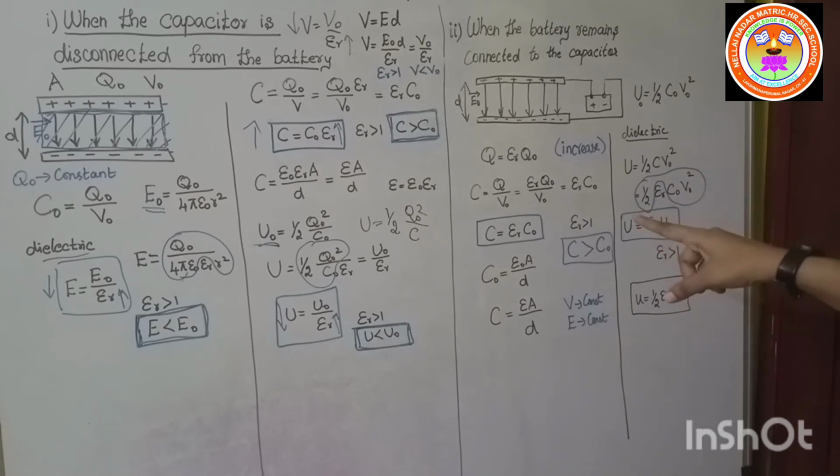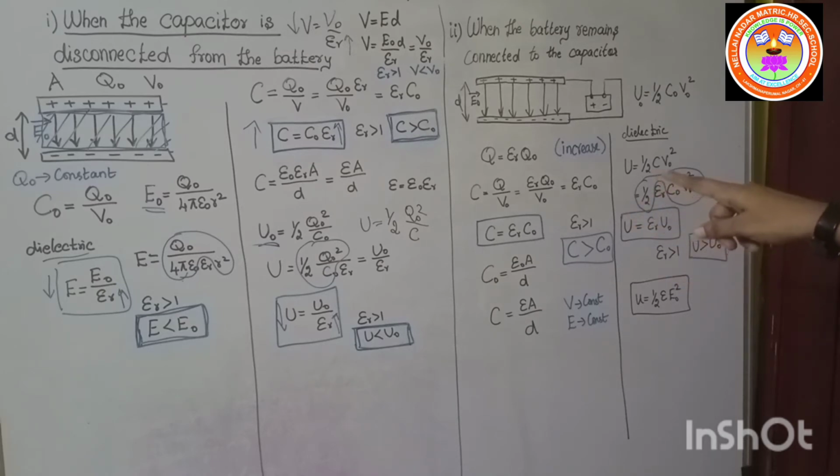Second point, you are going to calculate the capacitance here. You know the formula C is equal to Q by V. Here the potential is constant, which we take as V naught. So C is equal to Q by V naught. So what do you calculate here?